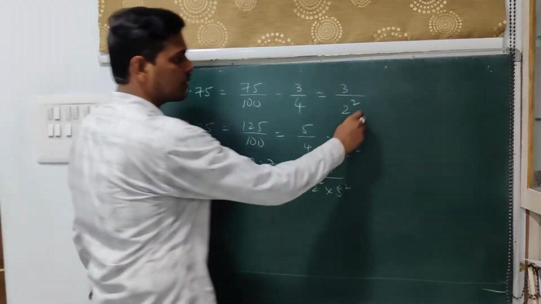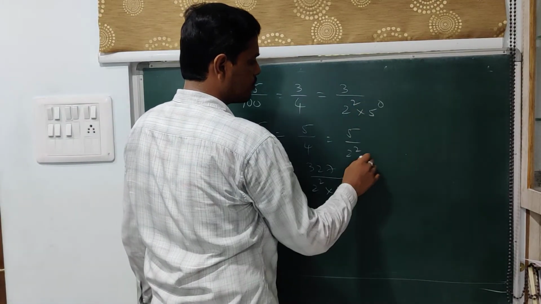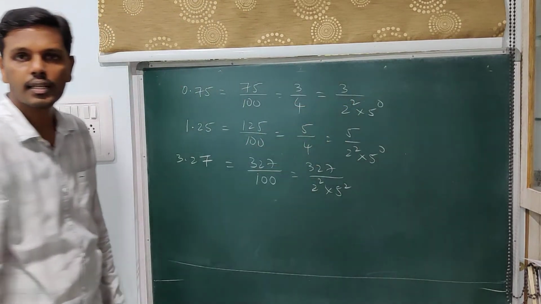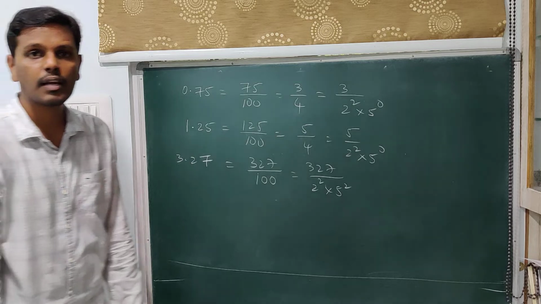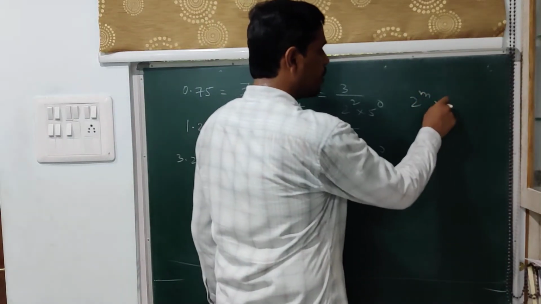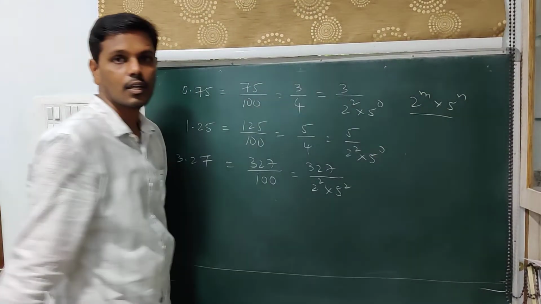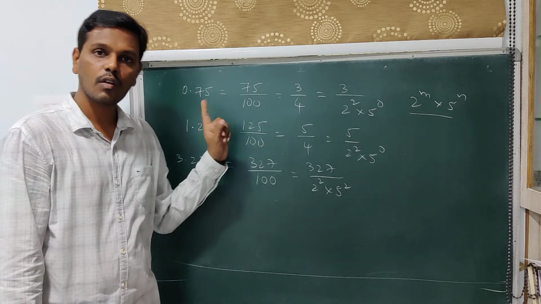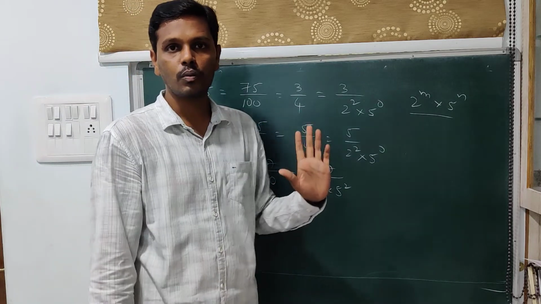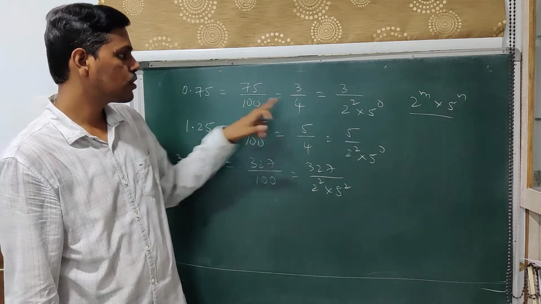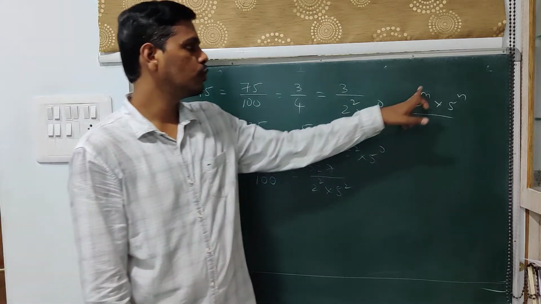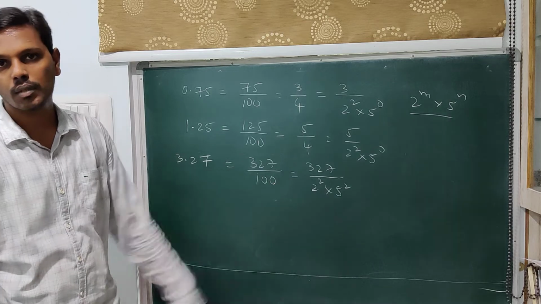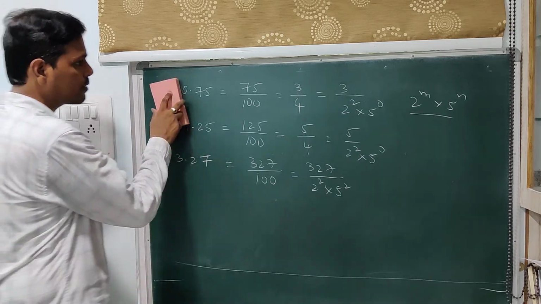You can also write this as 5 power 0. So again you can come to a generalization that the denominator has a prime factorization of the form 2 power m into 5 power n, where m and n are non-negative integers. That is, given a terminating decimal, that can always be expressed in the form of p by q, and the prime factorization of q is of the form 2 power m into 5 power n. So that is one more statement that we can make. So I'll be writing the same.